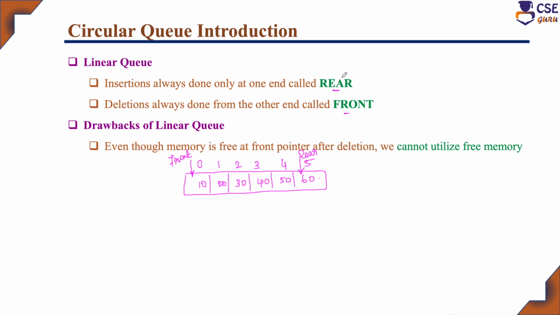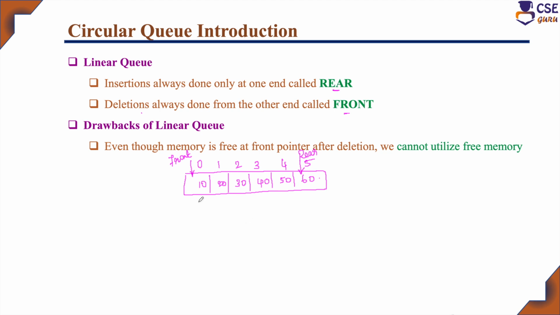If you want to insert, you have to increment the rear position by 1 and then place that element. If you want to delete, the first element, that is the element pointed to by the front pointer, will be deleted. How do we implement it? Just increment the front pointer, so now the front pointer will point here. Automatically this memory location will be freed. In this way insertion and deletion happen in a linear queue.